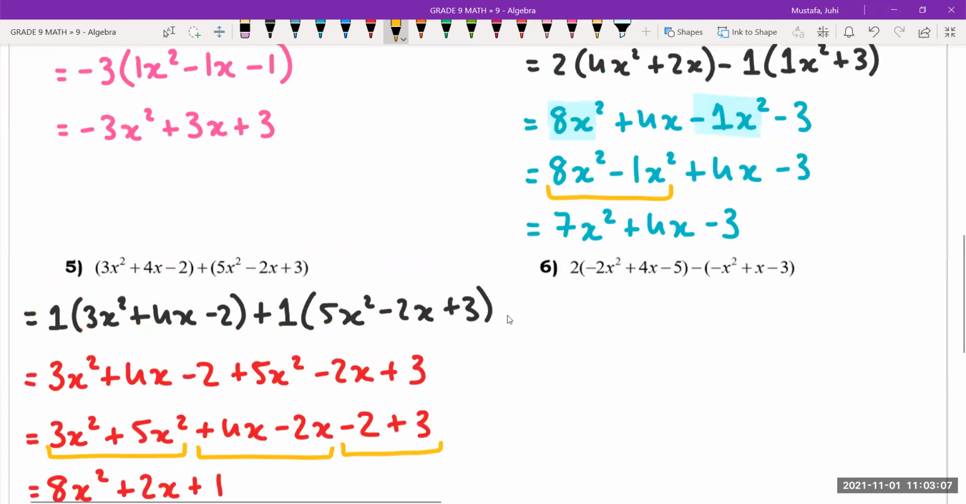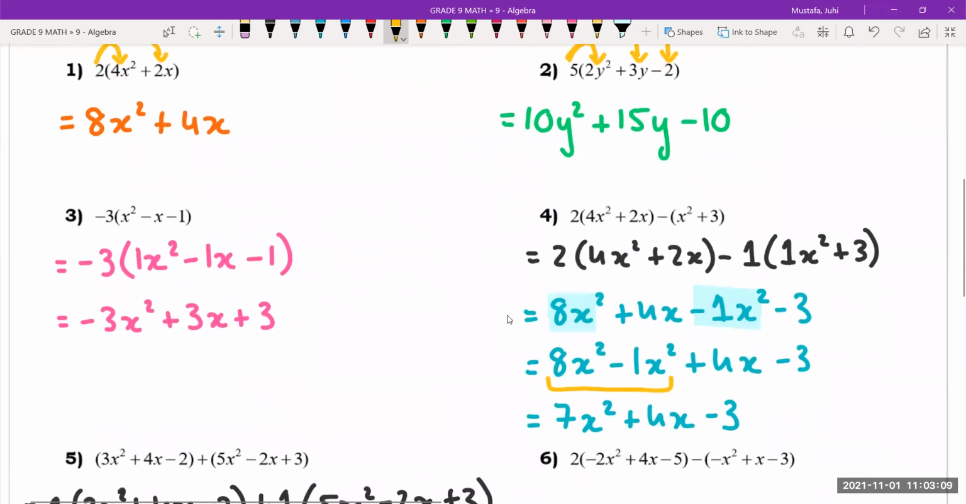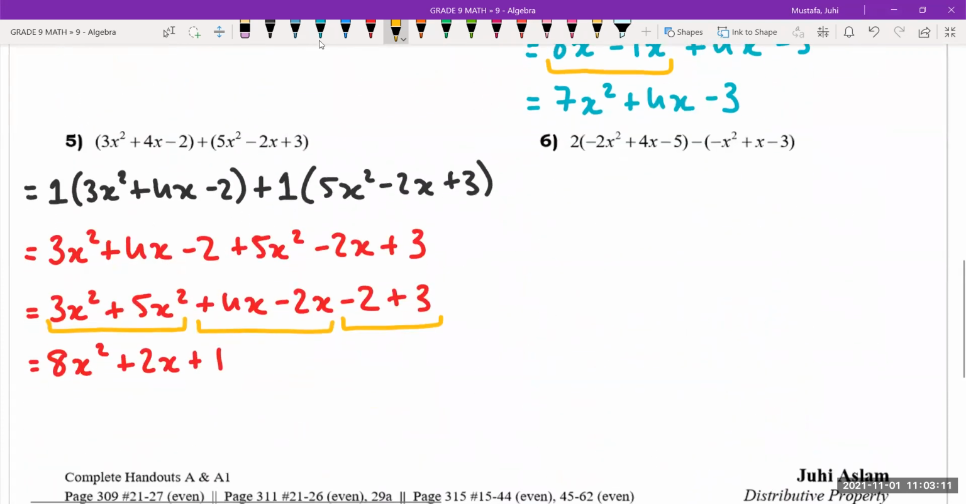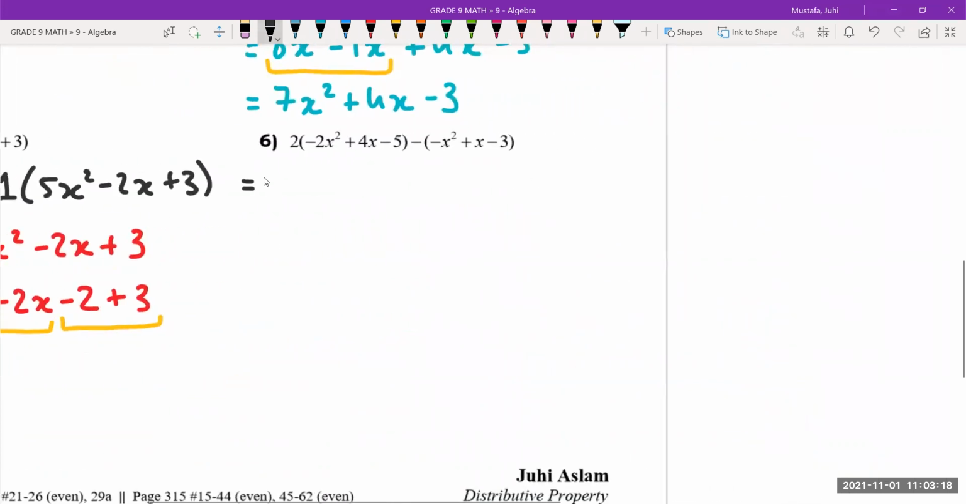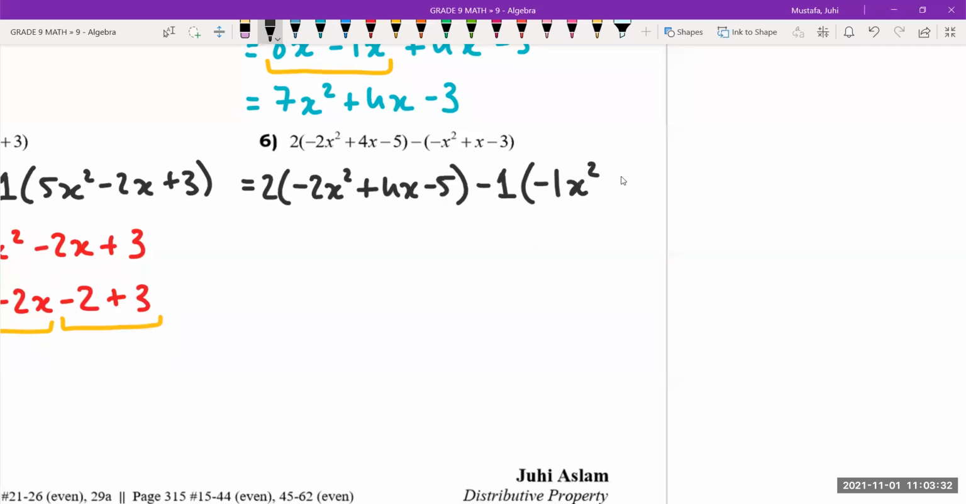Good job, you guys. All right, last but not least, we have question number 6. Again, I'm going to rewrite question number 6 so I have all the ones added in. So this is basically going to be 2 bracket negative 2x squared plus 4x minus 5 minus 1. So this number, even though it's not written, it's written as minus 1 bracket negative 1x squared plus 1x minus 3. So just recognize that I'm adding in all of the ones.